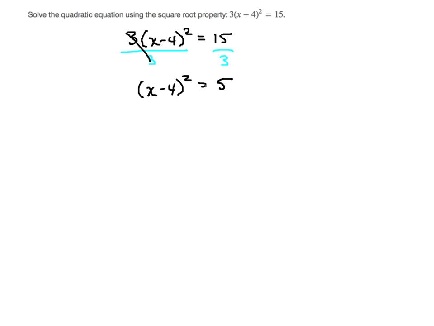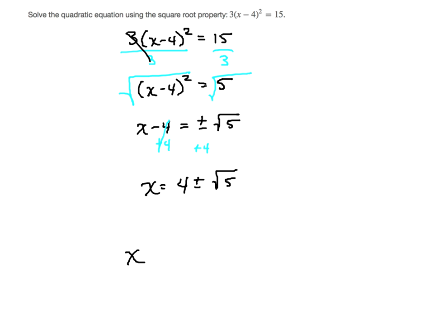Now I've got my squared term, well, factor, isolated. So I can take the square root of both sides now. Taking the square root of something squared leaves me with just that thing, and then on the other side I have to take into consideration the positive and the negative square root of 5. But I haven't isolated x yet. I need to add 4 to both sides to get it by itself. X equals 4 plus or minus the square root of 5. So there are 2 solutions there. We have 4 plus the square root of 5, and 4 minus the square root of 5.